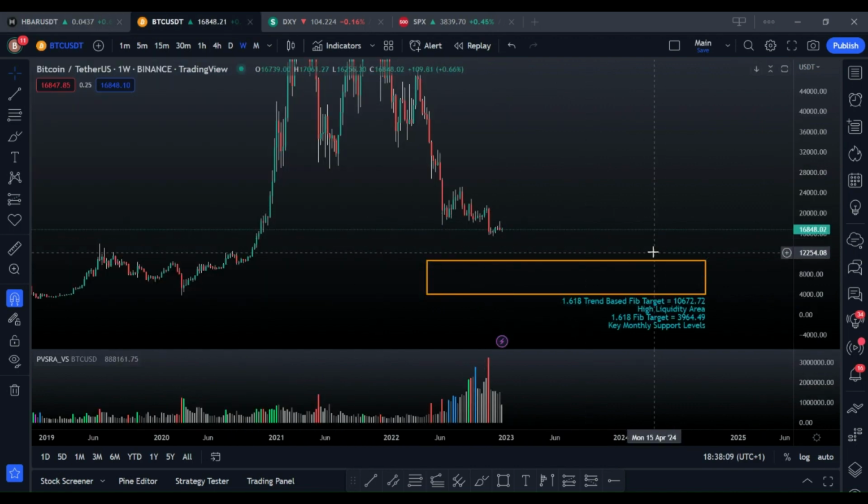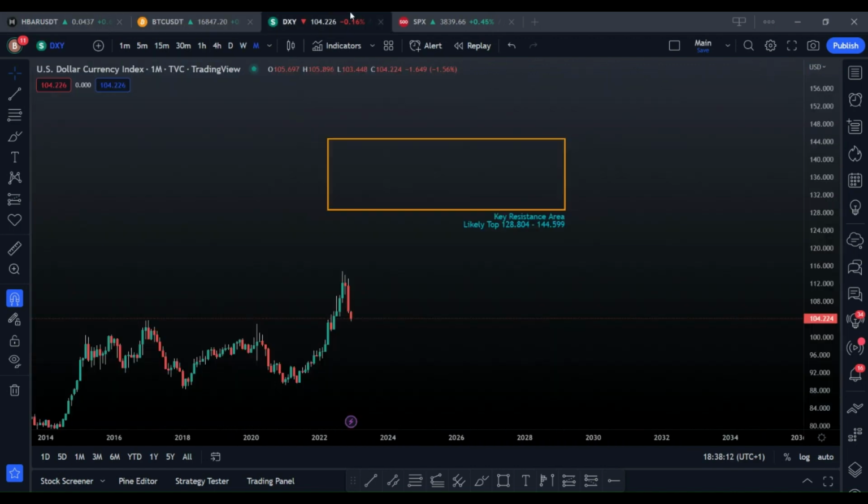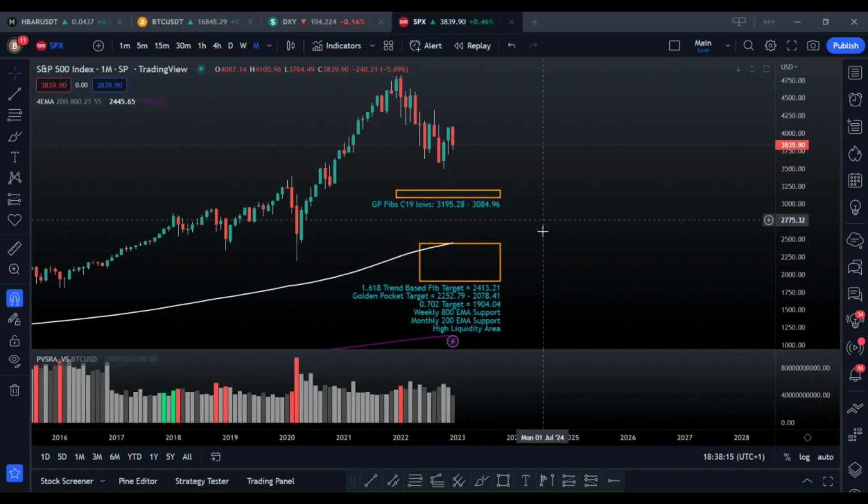We'll also look at the technical analysis for the Bitcoin chart and its most likely bottom, the most likely top for the US dollar dominance index DXY, and the most likely bottom for the traditional stock market, namely the S&P 500. So without further ado, let's look at the charts.